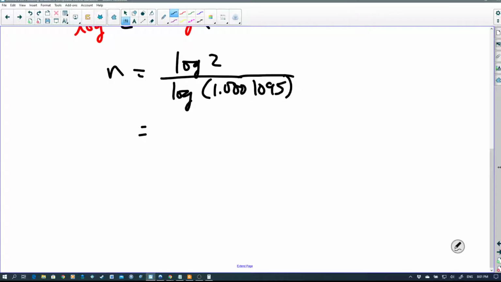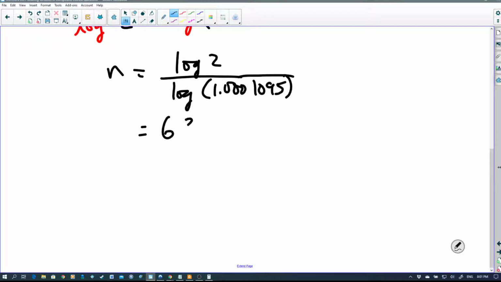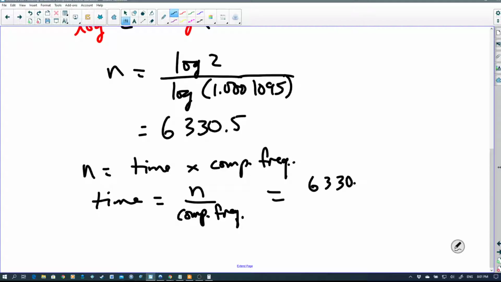Oops, I forgot that number. 6,330.5. Seems like a really big number, but remember this is n, and n is equal to time times the compounding frequency. We're isolating time, so that means divide n by the compounding frequency. Our n is 6,330.5. Our compounding frequency is 365 because it's daily.